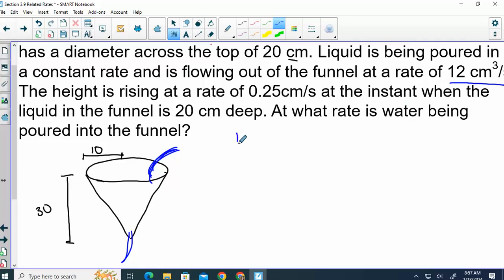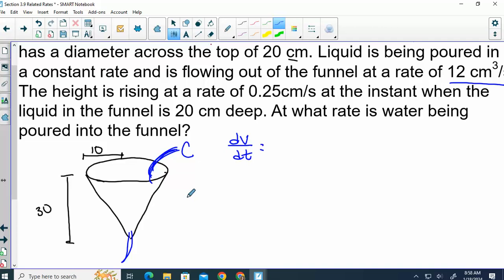Now, we have to be a little bit careful. dV dt is not just 12, because there's two things happening. We have water coming in and water coming out. Do we know how fast the water's coming in? No, we just know it's a constant rate. So I'm just going to call it C. Whatever it is, it's not changing.